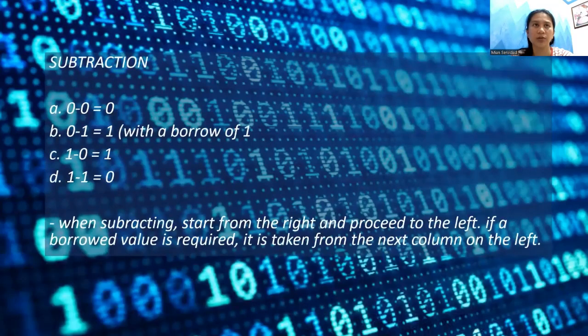Next is subtraction. Subtraction has a similar process to decimal subtraction. The rules are: 0 minus 0 is equal to 0, 0 minus 1 is equal to 1 with a borrow of 1, 1 minus 0 is equal to 1, and 1 minus 1 is equal to 0. When subtracting, start from the right, just like in addition, and proceed to the left. If a borrowed value is required, it is taken from the next column on the left.